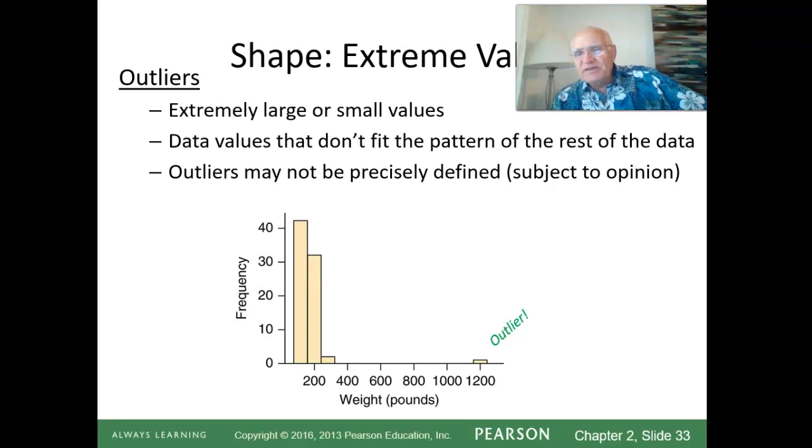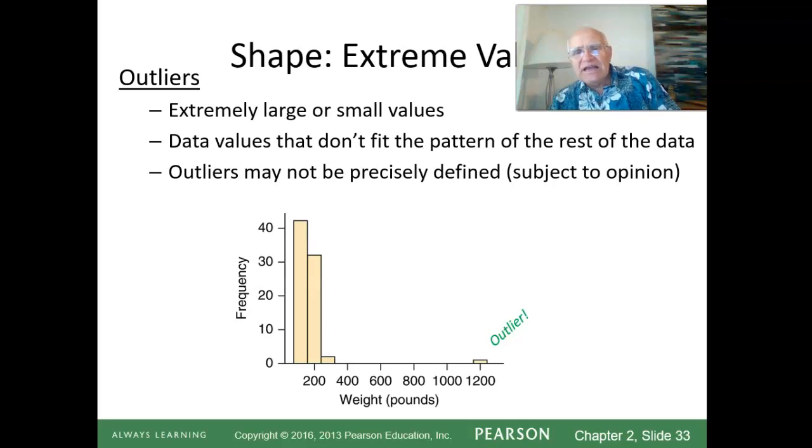But if it looks to the eye like something unusual is going on, as it clearly does in this case, the weight on that thing is way above anything else that we see, then we would say that's an outlier, and we might remove it from the data set and say we have this distribution with an outlier at 1,200 pounds, and we're investigating how or why that happened.